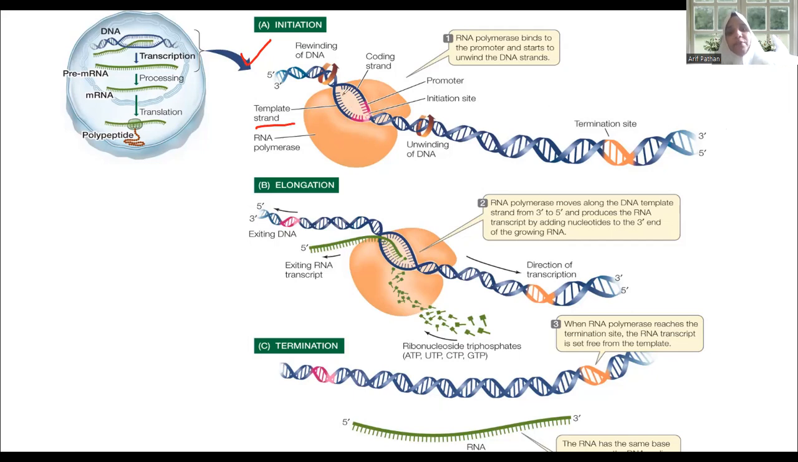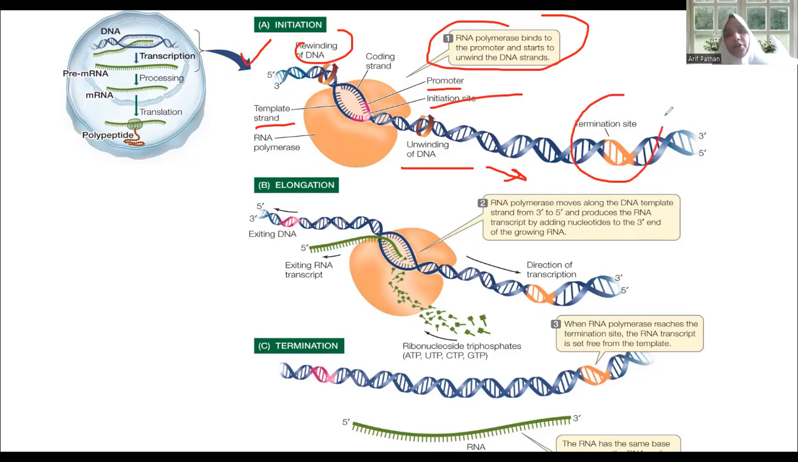Wherever the transcription will take place, the strand will open up. Unwinding of the DNA will take place. RNA polymerase will come and bind to the promoter and it will start the unwinding of the DNA strand. Then the enzyme will recognize where the start site is, that is where the initiation site is, and the enzyme will synthesize the mRNA. And ahead of it, the unwinding of the DNA will be there. So this is the start site and this is the termination site.